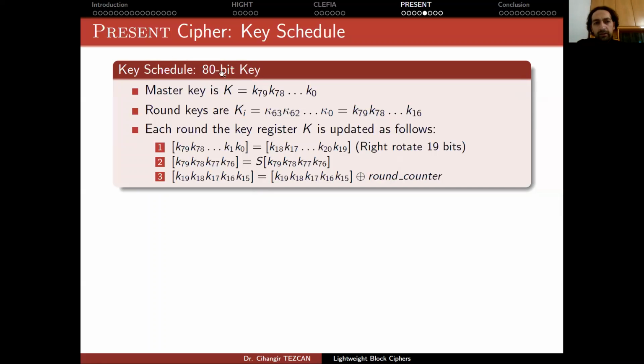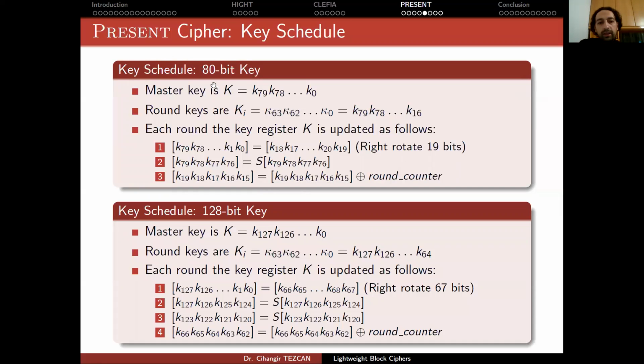The key schedule for the 128-bit key is not much different, so I also put it here. The idea is the same. You keep your master key in a register called capital K, let's say, and the leftmost 64 bits always represent your round key, but at each round you modify this register. This time, you perform the rotate operation 67 bits instead of 19. You perform the S-box operation again to the leftmost 4 bits, but you also perform the S-box operation to the next 4 bits. So here you have one S-box operation, here you have 2 S-box operations, and again you XOR with the round counter.